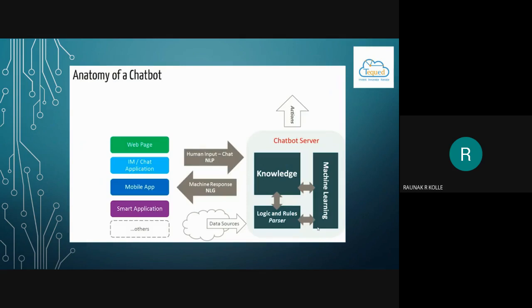Anatomy of a chatbot. We can see that the human input given to the chatbot through NLP are through web pages, chat applications, mobile applications, and smart applications, which is then given as the knowledge which is passed through the logical and rule parser and given to machine learning models and then served as the input to the chatbot server where actions are produced, and the response from the chatbot is given to the machine learning algorithms where the knowledge is produced through logical and rule parsers, and the machine response, that is natural language generated, is passed on to the web page, chat application, mobile application, and other smart applications.